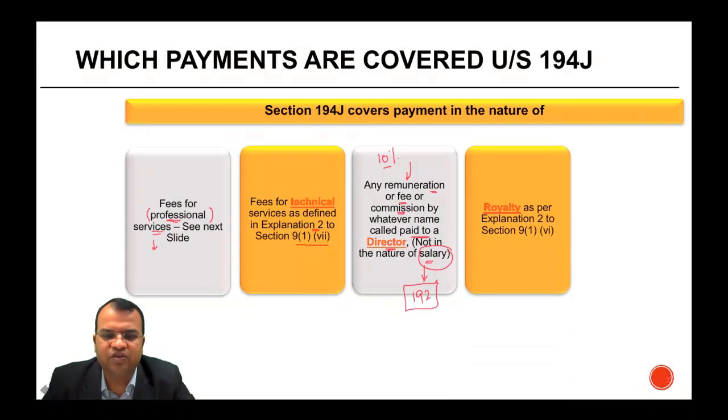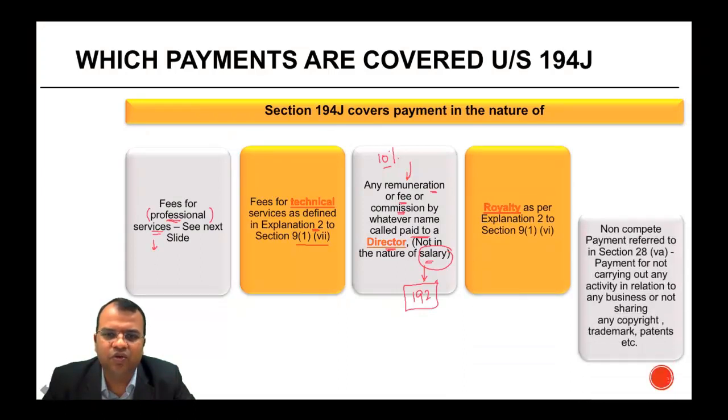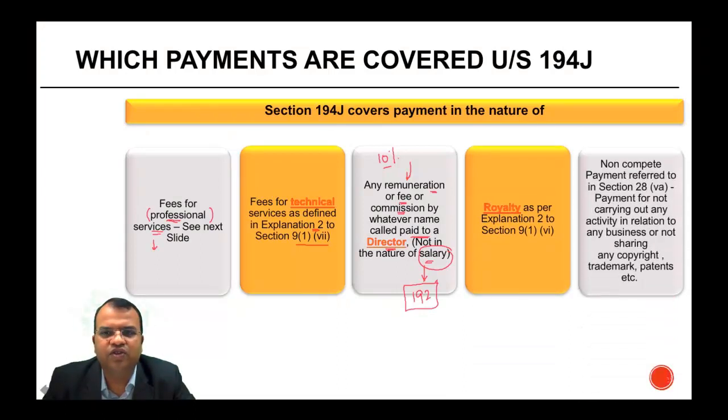Royalty, as per explanation 2 to section 9(1)(vi), is also covered under section 194J. And then non-compete payment. Now, non-compete payment, basically, what exactly is that? Suppose A and B are two persons. A was carrying on some business. He sells the business to B, and B, when buying the business, tells A that for a given period you cannot again do the same business, which is called non-compete. You cannot compete against B in the same business.